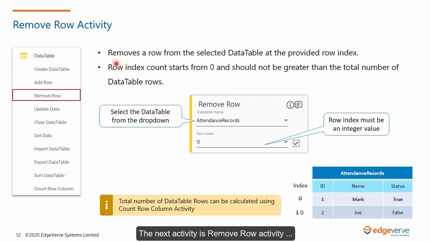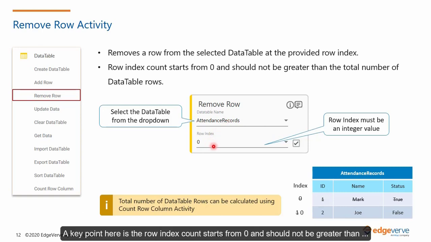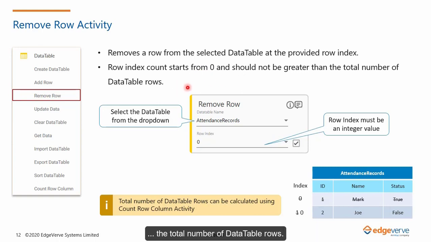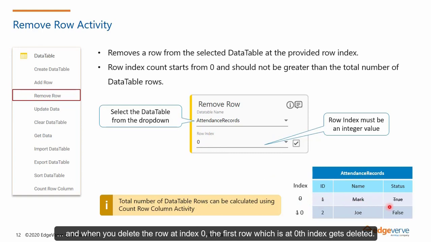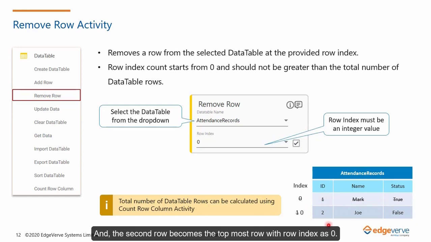The next activity is Remove Row activity that removes a row from the selected datatable. Here you need to select the datatable name and index of the row that you want to remove. A key point here is the row index count starts from 0 and should not be greater than the total number of datatable rows. Like in this example, we have tried to remove a row at index 0, and when you delete the row at index 0, the first row, which is at 0th index, gets deleted, and the second row becomes the topmost row with the row index as 0.